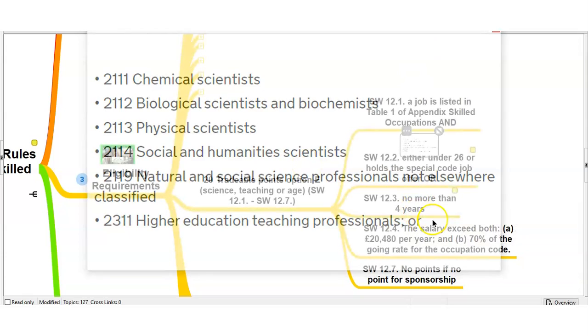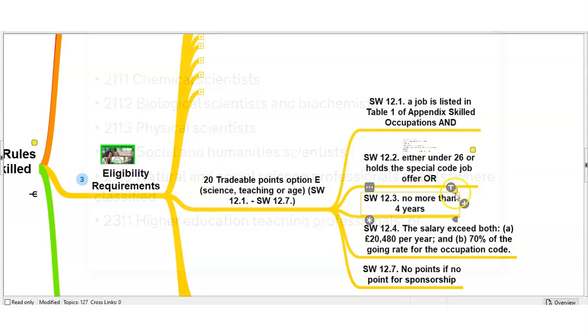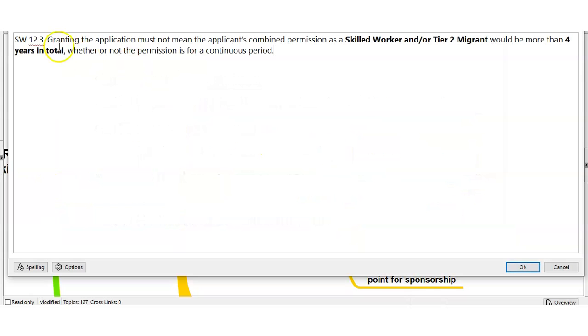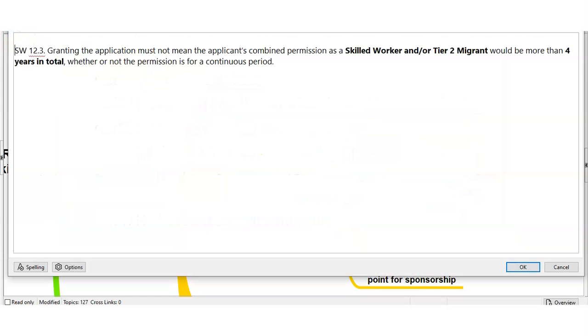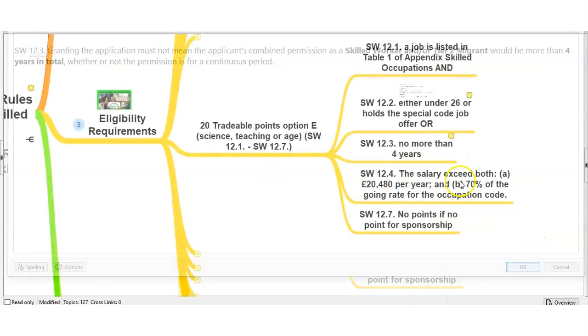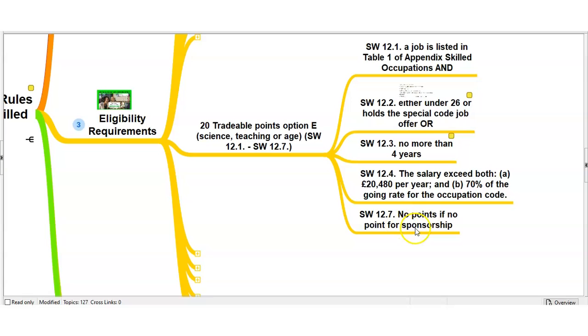And also we have here the 4-year route. What this means is that if the application is granted, it must not mean that the applicant's combined permission as a skilled worker or as a tier 2 migrant will be for more than 4 years in total. And again, guys, as you can see here, we have the salary requirements and the sponsorship requirements.